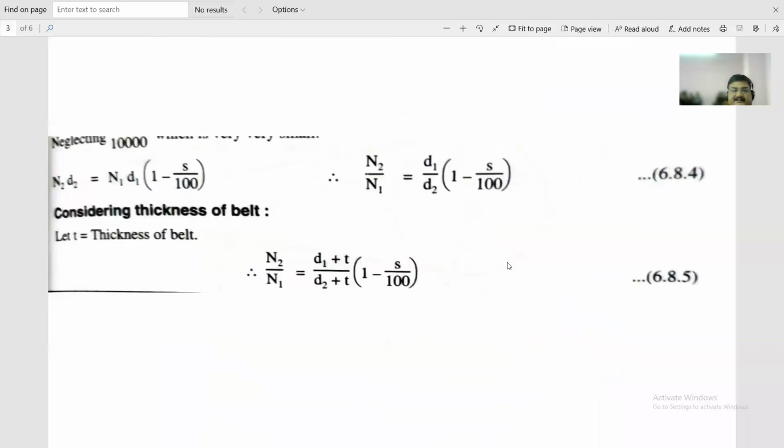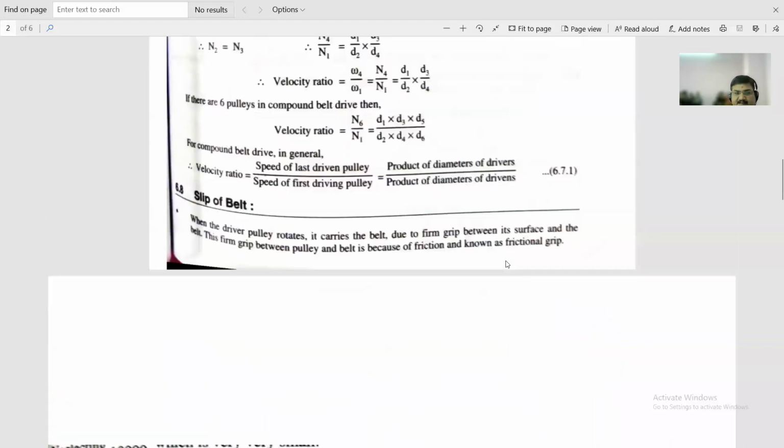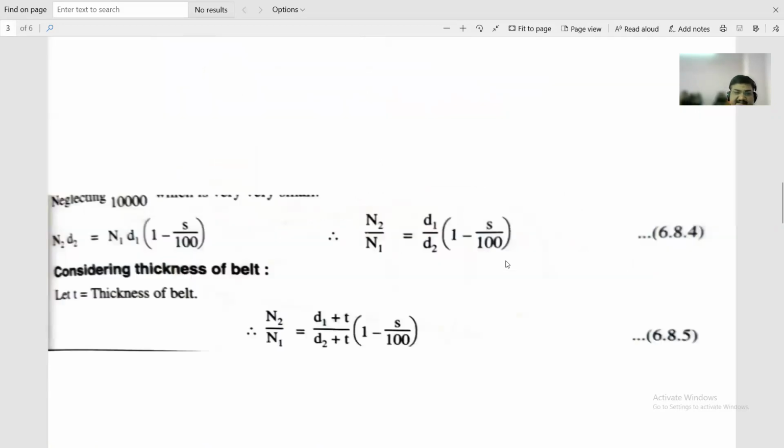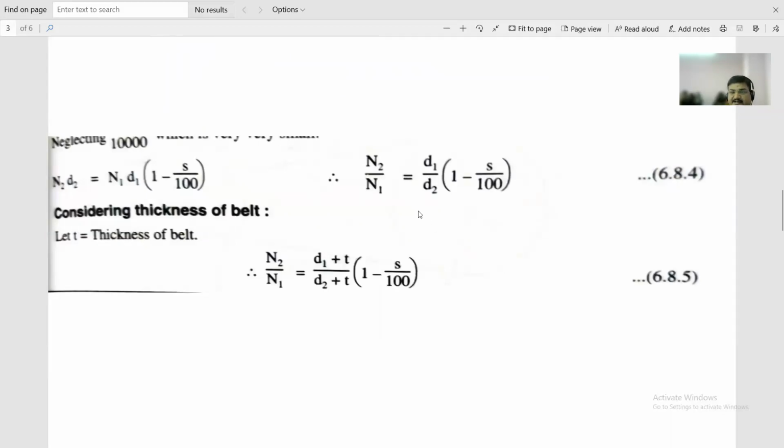When you are going to consider the slip of belt, when the driver pulley rotates, it carries the belt, due to the firm grip between surface and the belt, and it gets the frictional grip. सरफेस आणि बेल्ट एकमेकाला क्लोजली कनेक्टेड असतील तर तिथे एक छान ग्रिप तयार होते. त्या ग्रिप मुळेच पुली फिरवली जाते. बट सम टाइम ड्यू टू सम रिझन देयर मे बी लिटल बिट स्लिप इन द ड्राइव, and that slip is calculated, slip of the belt is calculated, and it is included in the velocity ratio.